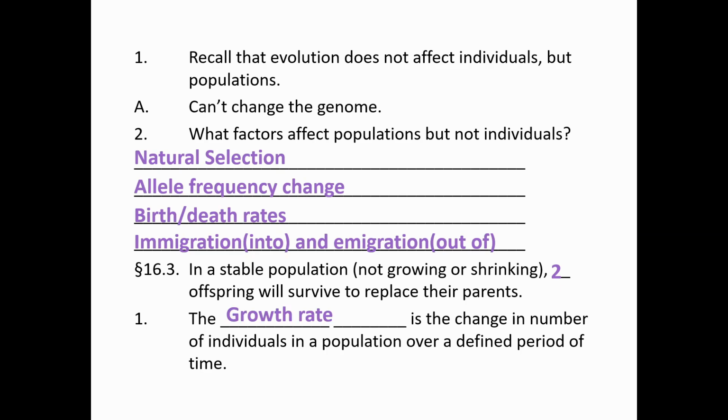The growth rate is the change in number of individuals in a population over a defined period of time. So we're looking at how has the population changed in numbers? Has it grown in population? Has it shrank in population? Or has it stayed about the same? And so the growth rate will tell us that, how much it's changing over time. Is it growing really, really fast? Is it shrinking? How fast or slow is it shrinking? Or is it pretty much stable?